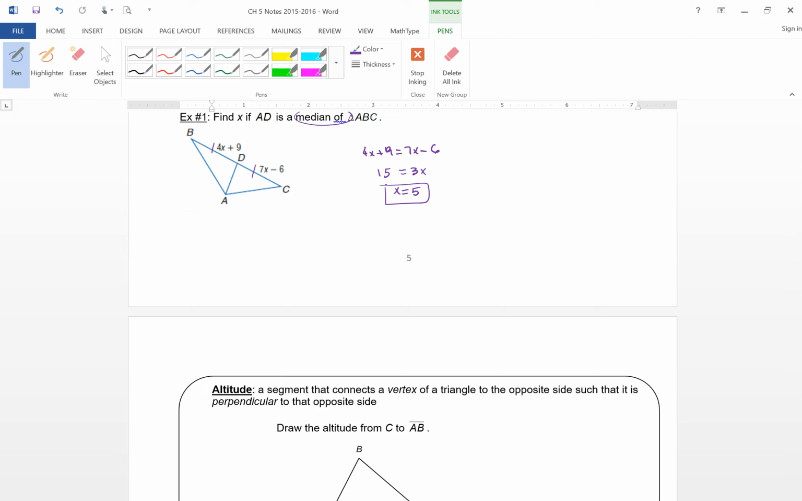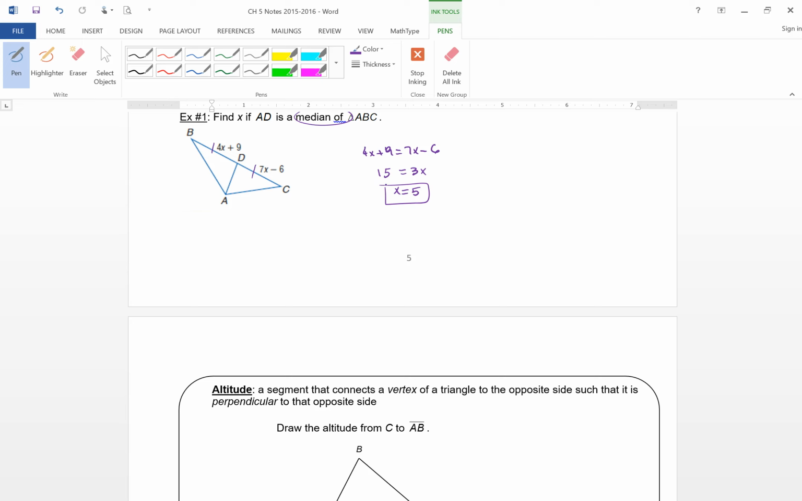So on this one, if that is going through B, does that mean that it's also the angle bisector? No. It just connects the vertex to the opposite side through the midpoint.